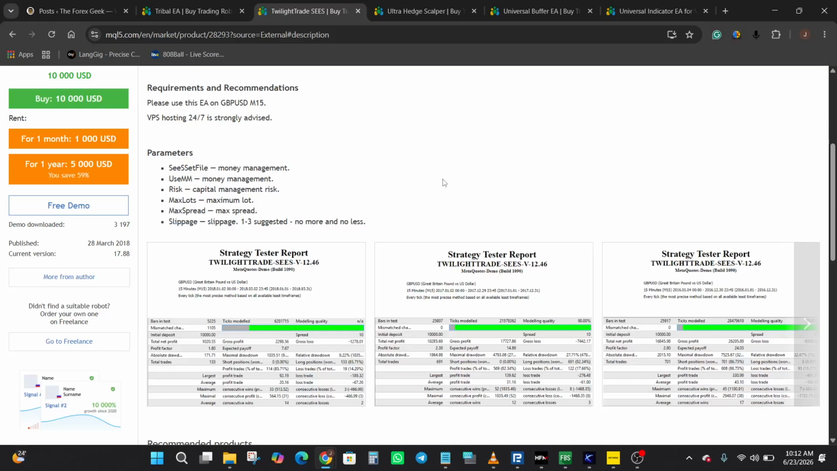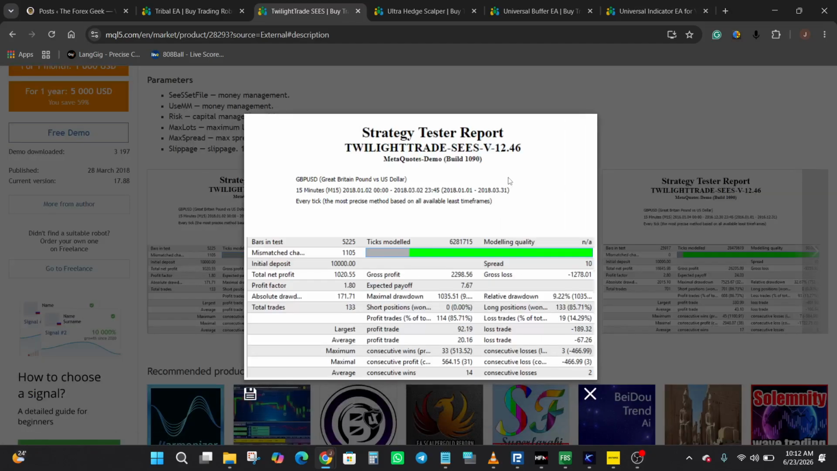Now, with the marketplace overview complete, let us move into the historical backtesting section. Okay, let's start by reviewing the provided tester report here. I can see that initial deposit was $10,000, total net profit 1,020.55, and 133 trades were taken, out of which 114 were profitable, giving us an 85.71% win rate.